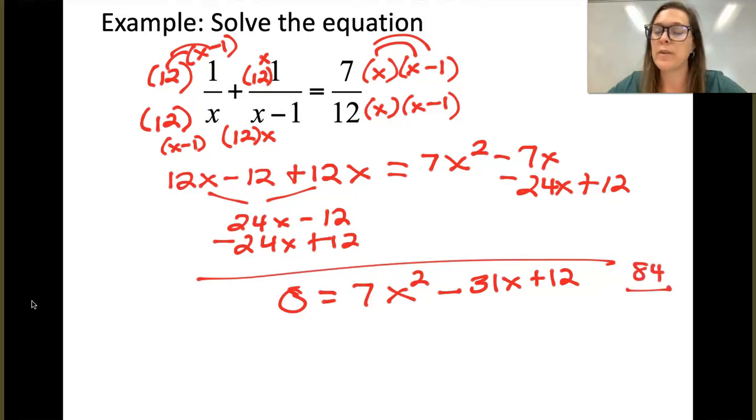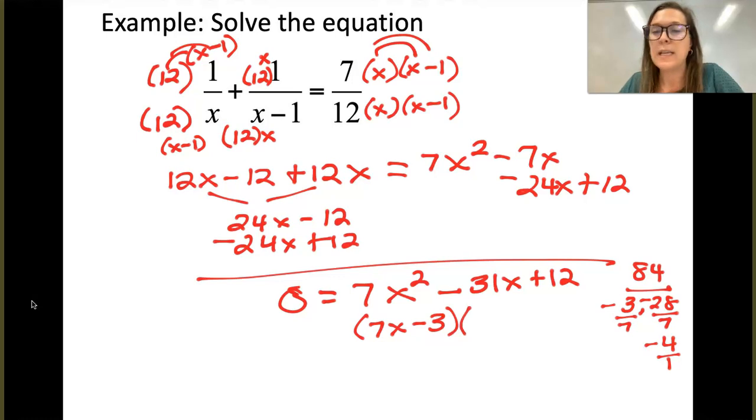Factors of 84 that get you to 31. 84 and 2 is 42 and 2, so that's not it. 84 divided by 4, 4 and 21, no. So it looks like it's got to be 3 and 28. That adds up to 31. They both need to be negative. I'm going to put them over 7. I can reduce 28 over 7 and negative 4 over 1. So that factors to 7x minus 3 times 1x minus 4 is equal to 0. So my solutions are 3/7 and positive 4.